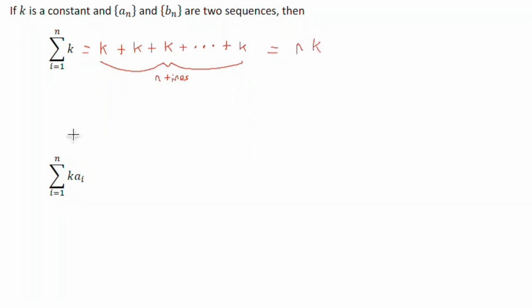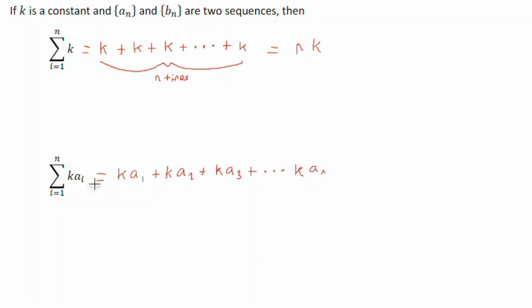Now let's consider the second one. If we've got k times some sequence that relies on i. So here when i is equal to 1, we get k times a1. When i is equal to 2, we get k times a2. We get k times a3. And that keeps going up to k times an.